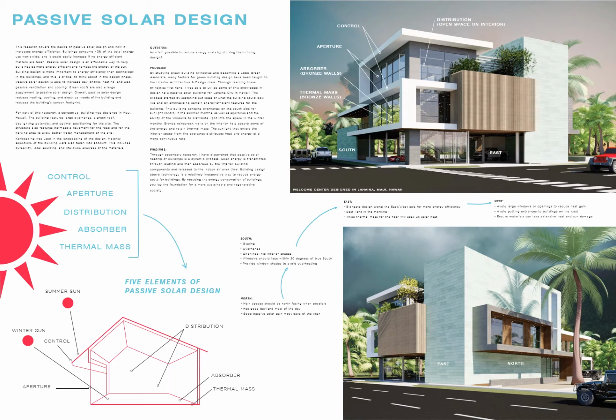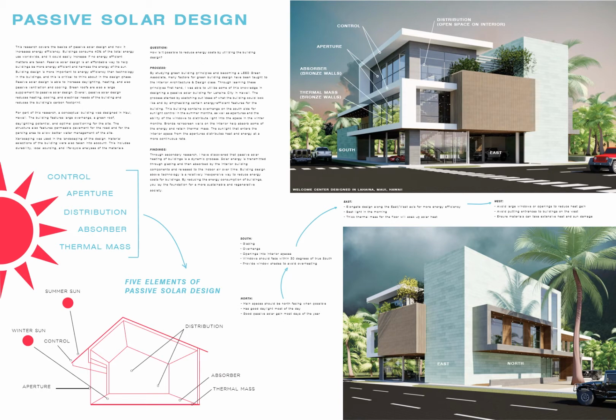schematic design phase. This building contains overhangs on the south for sunlight control in the summer months, as well as apertures and ability of windows to distribute light into the interior space in the winter months. Bronze rain screen walls on the interior help absorb some of the energy and retain thermal mass, as well as the concrete slab floor. The sunlight that enters the interior space from the windows distributes heat and energy at a more continuous rate.